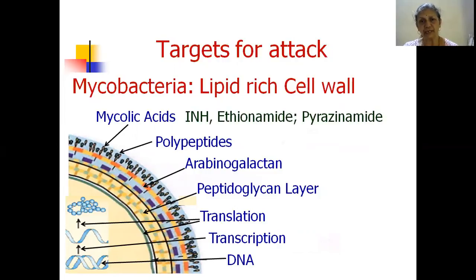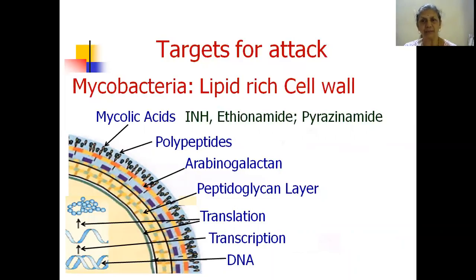So majority of the drugs are working against or interfering with the synthesis of mycolic acid. So INH and ethionamide as well as pyrazinamide interfere with the synthesis of mycolic acids, the important components of the bacterial cell wall. However, INH and ethionamide on one side and pyrazinamide on the other, they interact with different proteins for interfering with the mycolic acid synthesis. So there is some distinction in the mechanism of action.